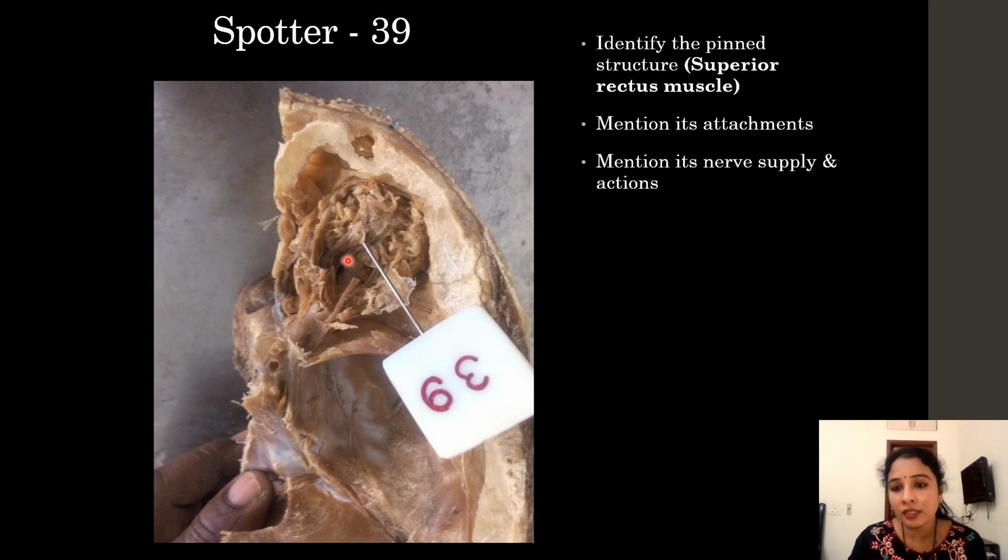If you see the muscles of orbit, extraocular muscles, there are four recti: superior, inferior, medial and lateral rectus. All these recti get origin from the posterior end of the orbit, which is called together the common tendinous ring. So they get origin from the common tendinous ring of Zinn, and the superior rectus runs anteriorly and gets inserted in front of the equator, that is 8 mm in front of the equator.